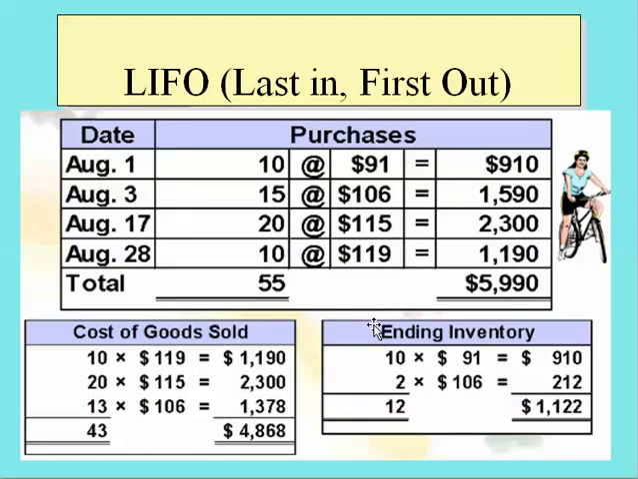Again, same illustration here. We're still selling 43 units. Now remember, last in, first out. So the last ones in are the first ones out. So you'll see we need to pull 10 from the last group of purchases that cost us $119, 20 from this August 17th group, and that would be 30. We still need 13 more. We'll pull 13 from this August 3rd purchase at $106. Do the math, multiply those out, add them up. So that means our cost of goods sold should be charged $4,868. And our ending inventory, we would be left with 12 units. So 10 from this $91 purchase and 2 at this $106 purchase. So that's $1,122.